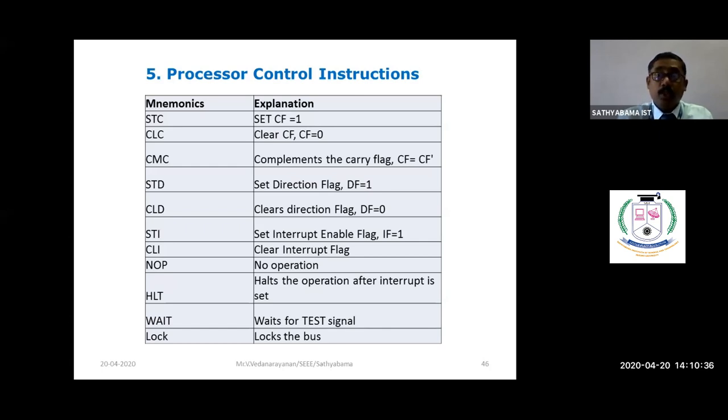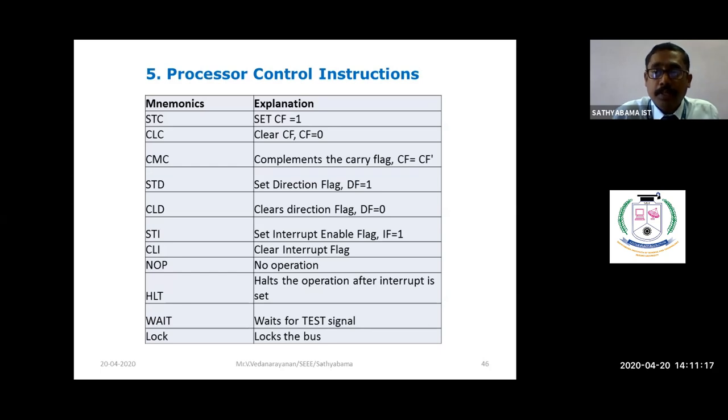CMC. CMC is to complement the carry flag. If you already have a value of 1, then the 1 becomes 0. Suppose you have a value of 0, then it becomes 1. So to complement the carry flag value, you use the CMC command. STD. STD is to set the direction flag. So the direction flag is to move the control from main program to subroutine like that. It helps the processor to move the control or to take away the control in a different direction. Based on this flag only, it is moved. Okay, so you have to set the direction flag or you have to clear the direction flag.